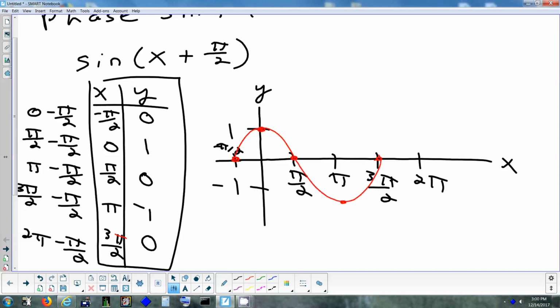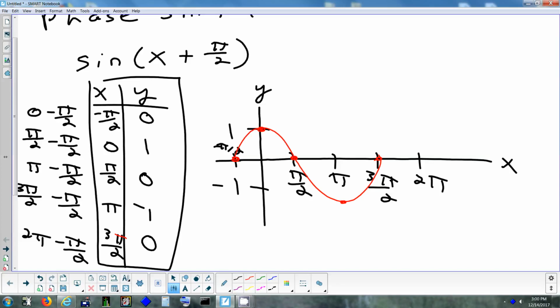And there's your graph of sine. It's shifted to the left, pi over 2. Okay, so that's a phase shift. So the other three we have are amplitude change, period change, vertical shift.